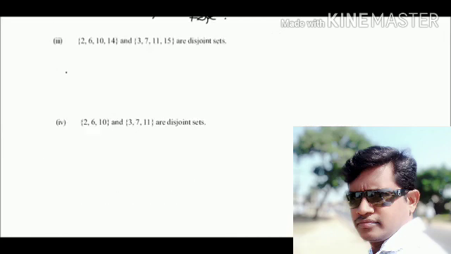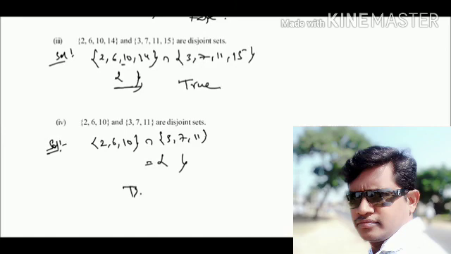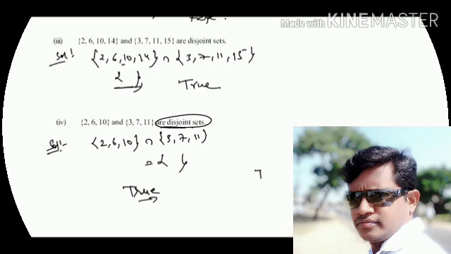Okay, so here is the solution for this one: 2 comma 6 comma 10 comma 14. We check whether they are disjoint or not with 3 comma 7 comma 11 comma 15. There is no single term equal in these, that's why it is a null set. So these are disjoint sets. True. And for the next one, 2 comma 6 comma 10 intersection 3 comma 7 comma 11, there is also no common element, so it becomes a null set. So it is true, these are disjoint sets. Okay, so up to this one, exercise 7 is completed.